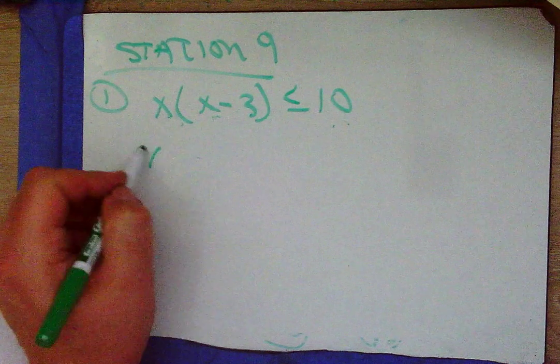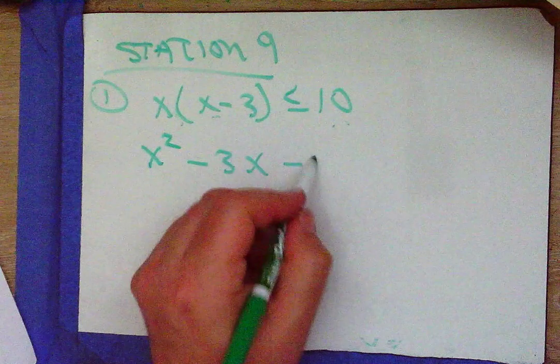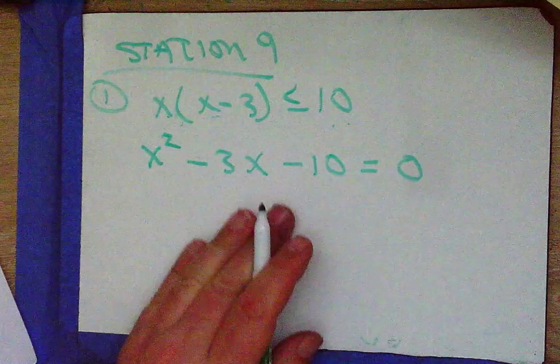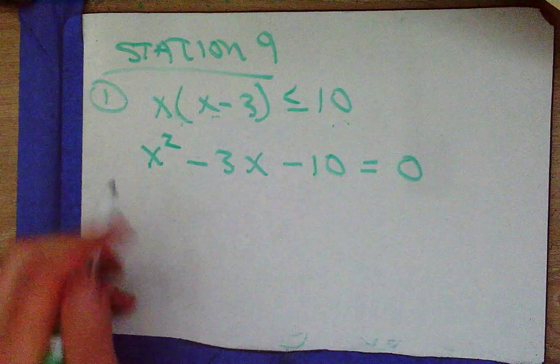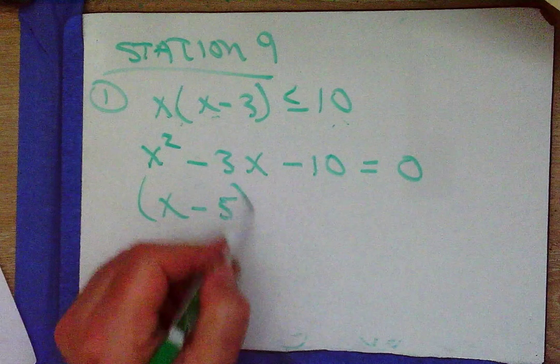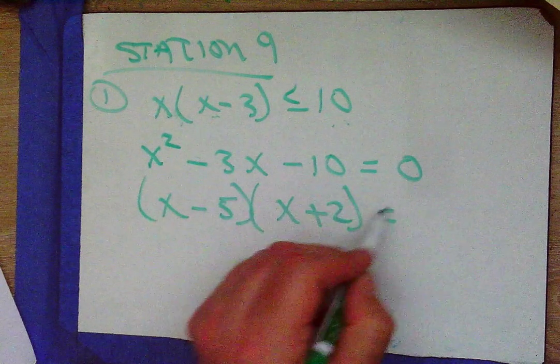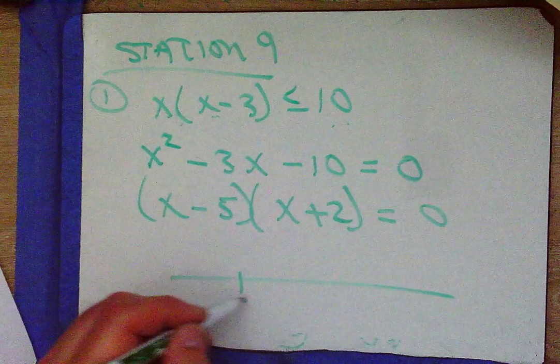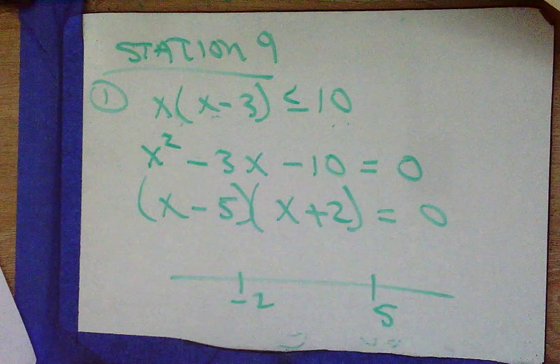Yeah, no. This is x squared minus 3x minus 10 equals 0. Move everything over. Now factor. I've got x minus 5. I've got x plus 2. And so my critical numbers are -2 and +5.